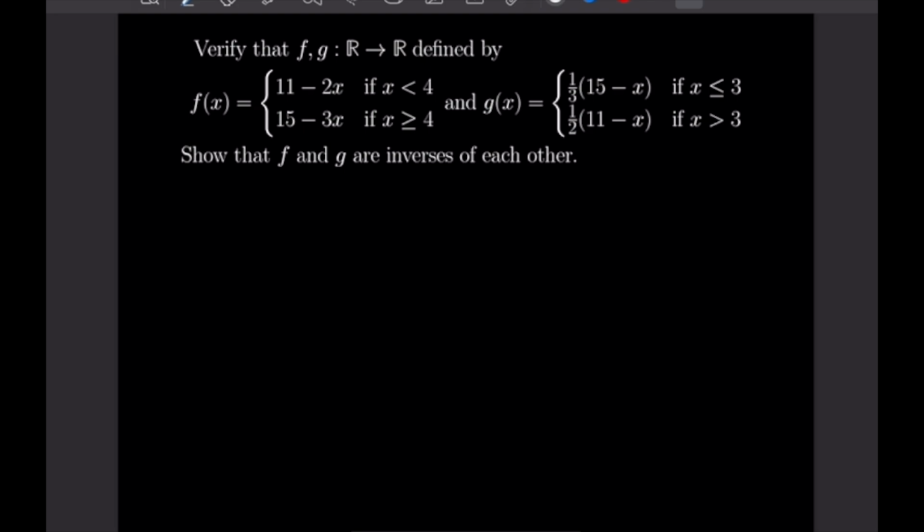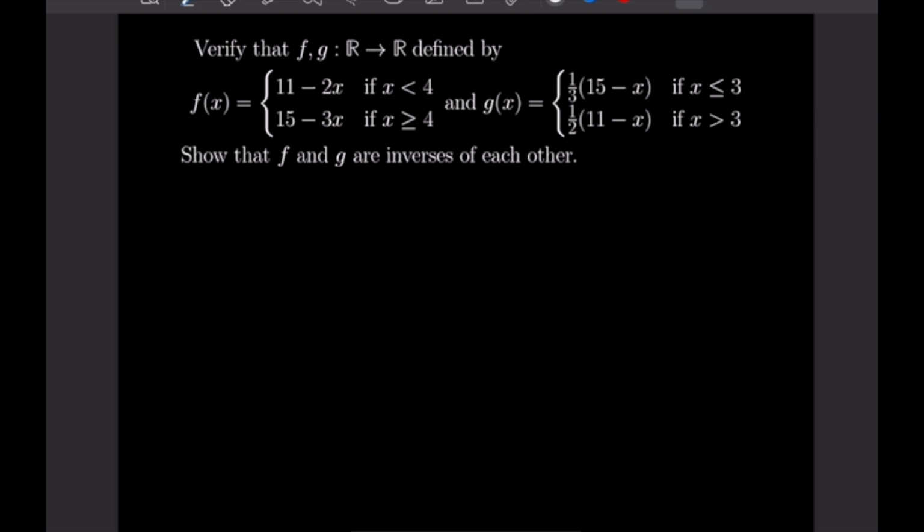This one says verify that f and g, which are defined from R to R in the following way. f of x is a piecewise function defined as 11 minus 2x when x is strictly less than 4, and it's defined as 15 minus 3x if x is greater than or equal to 4.